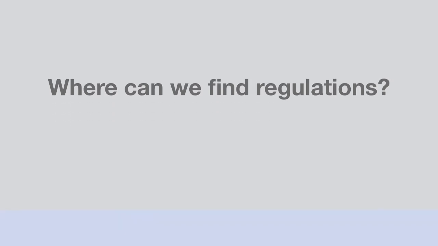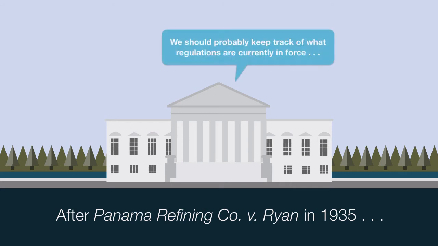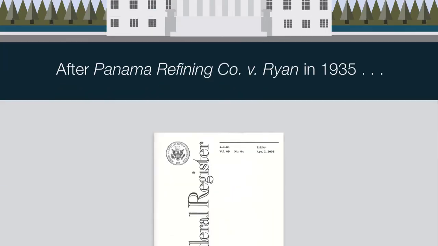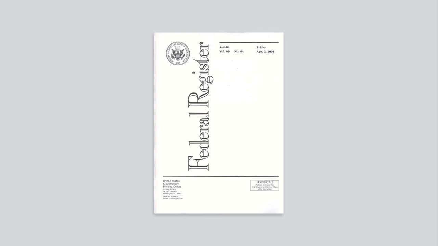Now that we've covered what regulations are and where they come from, let's talk about where to find them. The need for an official administrative publication became apparent in 1935 when the Supreme Court, in the case Panama Refining Company v. Ryan, issued an interpretation of a regulation that was no longer in force. This embarrassing situation led to the creation of the Federal Register in 1936. The Federal Register is the single most important administrative publication.